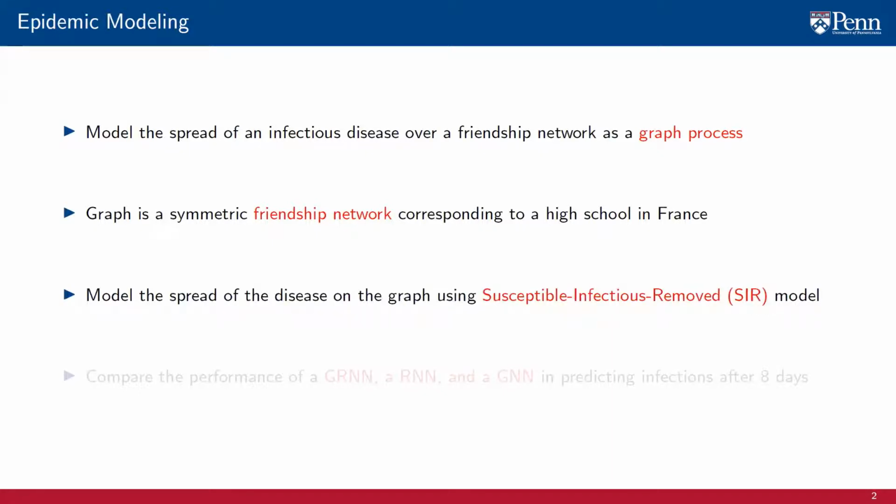To model the spread of the disease, we use the susceptible infected removed, or SIR model. At any point in time, each individual in the network is either susceptible to the disease, infected by it, or removed once they have contracted the disease and recovered. We will compare the ability of three architectures, a GRNN, an RNN, and a GNN, to predict who will be infected in 8 days.